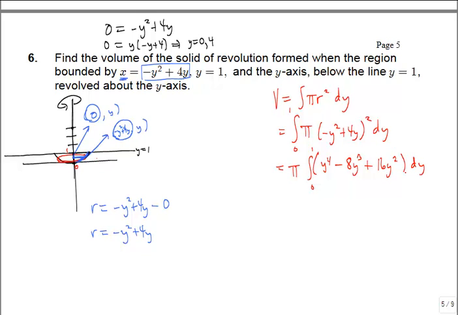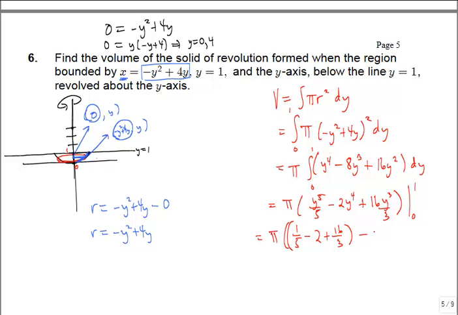So when I integrate, I'm going to get for my antiderivative y to the fifth over 5 minus, this will become 8y to the fourth over 4, but 8 over 4 reduces to a 2. So let's just change that to a 2. And then 16 stays put and y squared becomes y cubed over 3. If I plug in my 1, I'm going to get a 1/5 minus a 2 plus a 16/3. And if I plug in a 0, I'm just going to get a bunch of zeros.